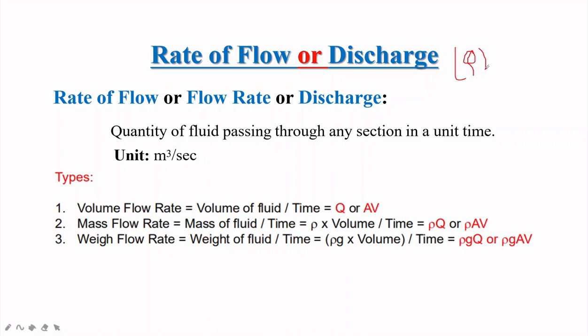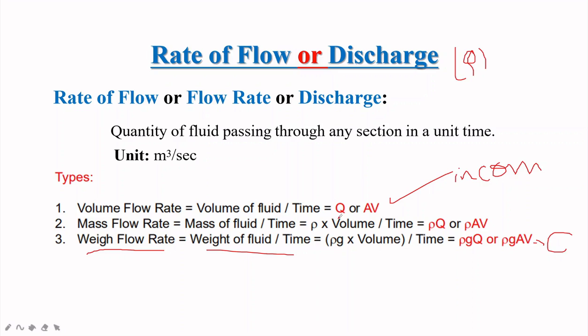So its types are there. For an incompressible fluid, the rate of flow or discharge is expressed as the volume of fluid across the cross section per second, that is volume flow rate. Whereas for compressible fluid, it is taken as weight flow rate, that is weight of fluid per unit time. If it is compressible, we take the weight flow rate. If it is incompressible, we take the volume flow rate. And mass flow rate can be converted to either. Okay, so volume flow rate, mass flow rate, and weight flow rate.